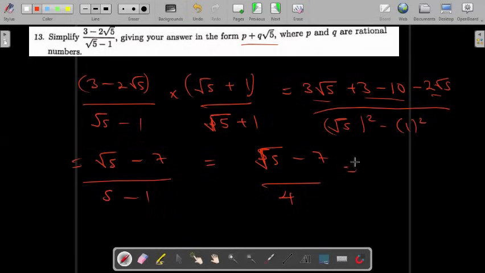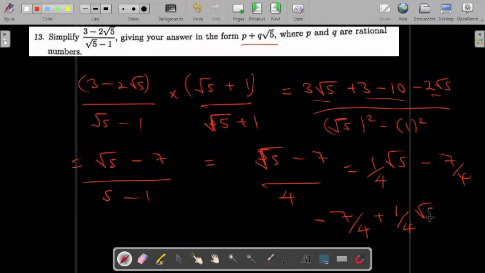Okay, let me just rearrange it after dividing. So I can divide 4 into both of these. Then you see that I will have 1 over 4 root 5, then minus 7 over 4. And I can write this as negative 7 over 4, then I have plus 1 over 4 root 5.